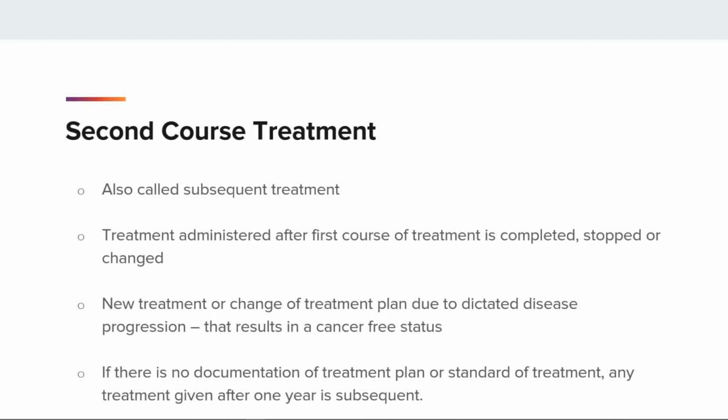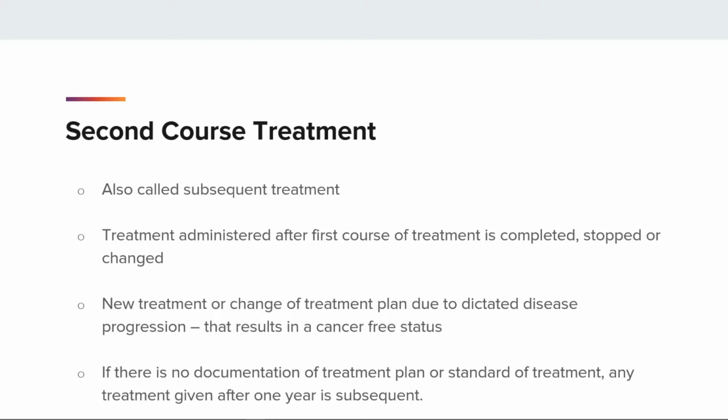Next is second course treatment, also called subsequent treatment. Any treatment given after first course treatment is completed, stopped, or changed is called second course. Once the patient starts second course treatment, the patient can no longer have any first course treatment. I like to mentally draw a line in the sand of first course treatment and then second course.